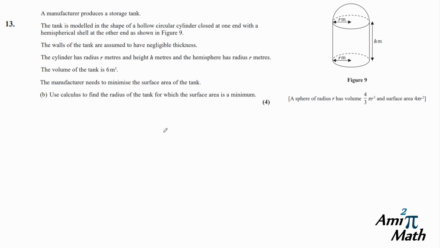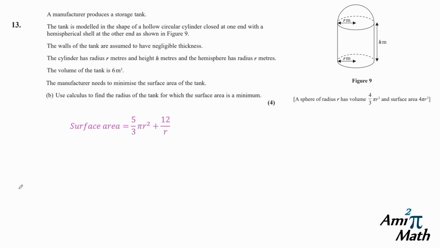Use calculus to find the radius of the tank for which the surface area is a minimum. Okay, so we know from the last question that our surface area was given as 5 over 3 pi r squared plus 12 over r. So when it says minimum, that means that we need to find the derivative and then set it to 0. So in this case, we do ds over dr, which is 5 over 3 pi r squared plus 12 r to the power of minus 1.